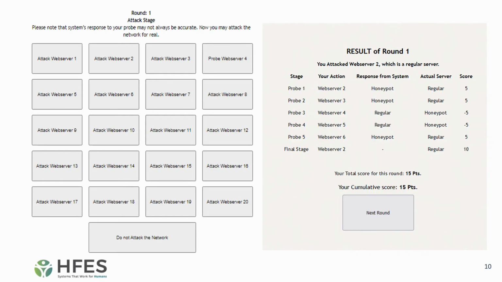Moving on, the adversary gets into the attack stage, where the adversary has the option to attack one of these web servers. On attacking, the adversary receives a response from the network, and based upon that he finally moves to the feedback screen, where he gets to know the information along with the reward for his probe and attack action. Once the result for the particular round is completed, the adversary proceeds to the next round.